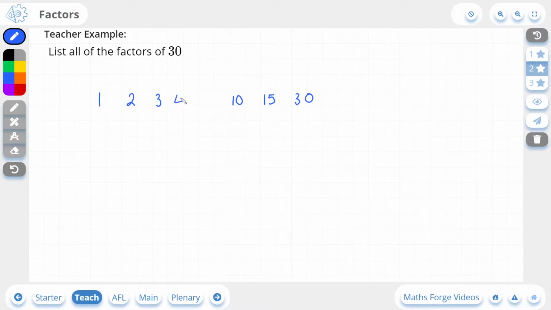How about 4? Can you divide 30 by 4 to get a whole number? Well, the answer is no. You cannot multiply 4 by any other whole number to get 30. So 4 is not a factor. How about 5? 5 multiplied by 6 will give us 30. This is true. So if we just check our answer, there it is. 1, 2, 3, 5, 6, 10, 15, and 30 are all factors of 30.